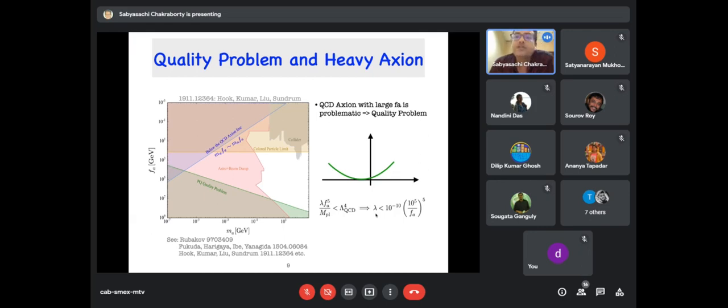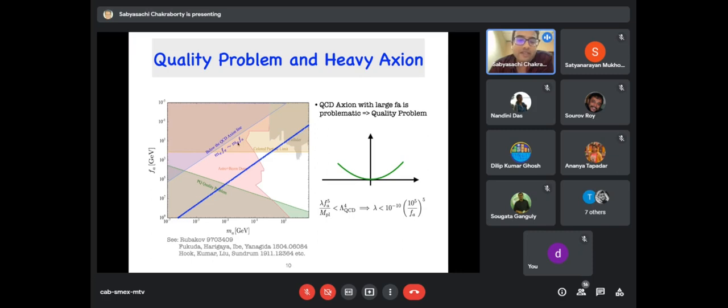This is the source of the axion quality problem, because any higher dimensional operator can move the minimum away from zero, and therefore jeopardize the strong CP solution. Therefore, it makes sense to have F_A around the TeV scale or 10 TeV scale. And the obvious motivation is that this part of the parameter space is not ruled out. So we will be focusing on this part, a line which goes somewhere over here.